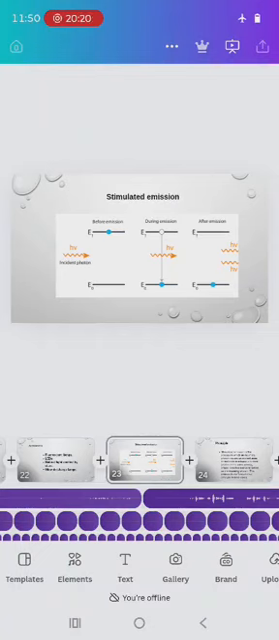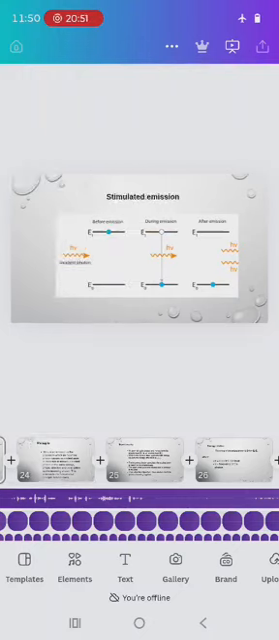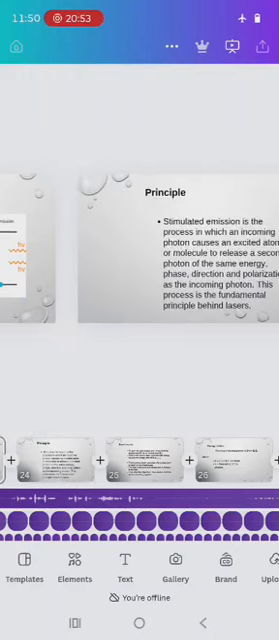What is the principle? Stimulated emission is the process in which an incoming photon causes an excited atom or molecule to release a second photon of the same energy, same phase, same direction, and same polarization as the incoming photon. This process is the fundamental principle behind the laser. How does it work?